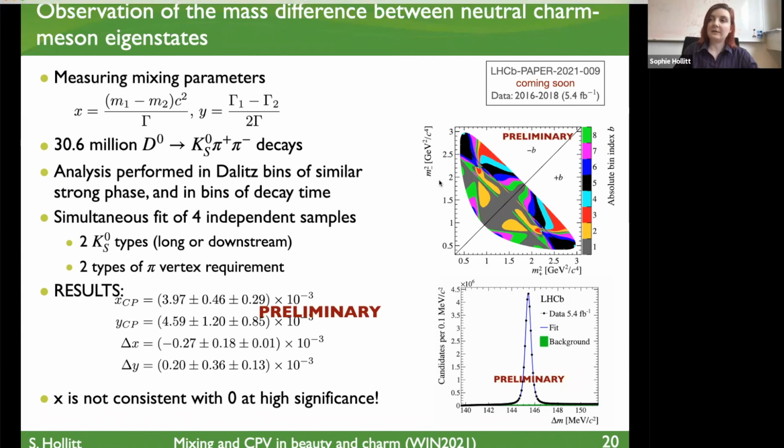We create bins that have the same strong phase and do a separate fit in each of these. Similarly, the simultaneous fit is over 4 different independent samples. We have 2 types of K shorts, once again, and we have 2 different types of vertex requirements on the pions. And when we put this all together, this is very preliminary, but we've got what looks like some very exciting results for this mixing parameter. It looks like we're not consistent with 0 anymore. So this would be an important observation of the mixing between the 2 D mass eigenstates.